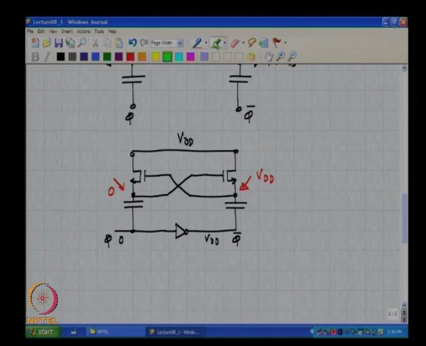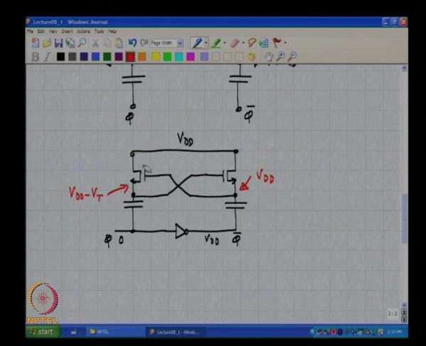Now, consider this transistor, the gate is at VDD, the drain is at VDD. So, what will eventually happen to this capacitor? What will that potential eventually reach? It will reach VDD minus VT. It will not go to VDD, because the transistor will turn off the moment it goes to VDD minus VT.